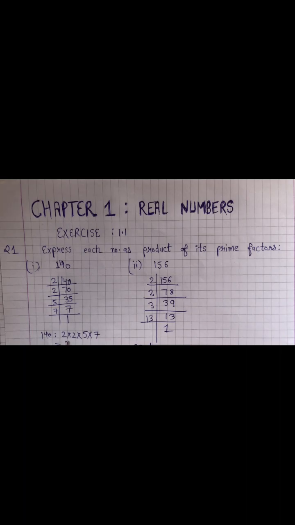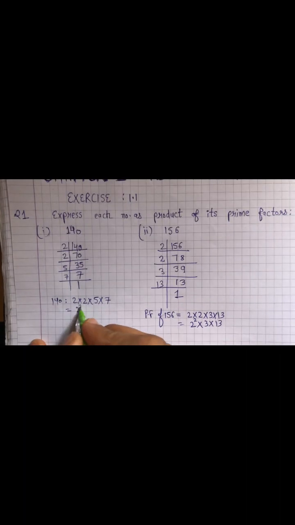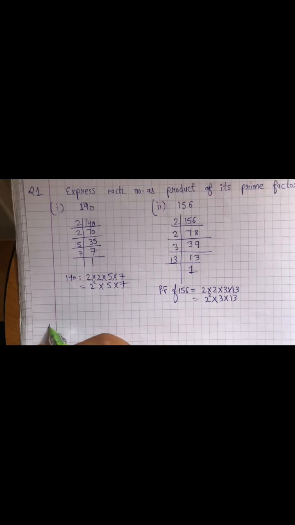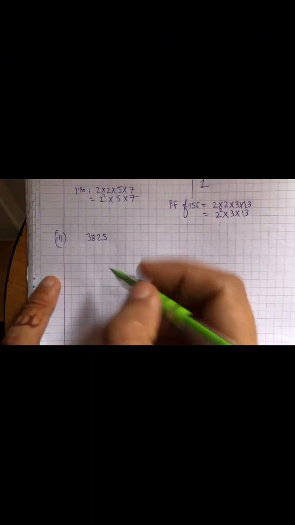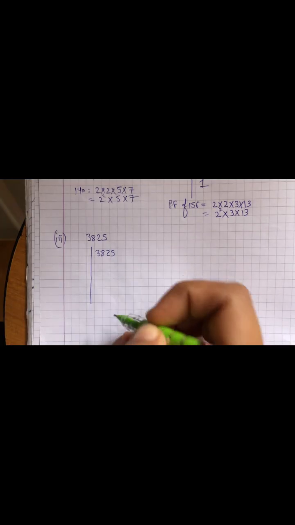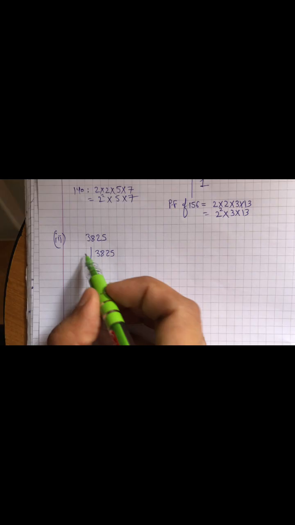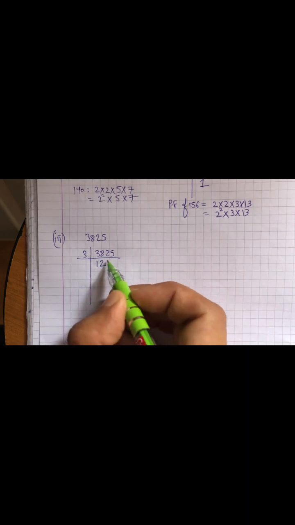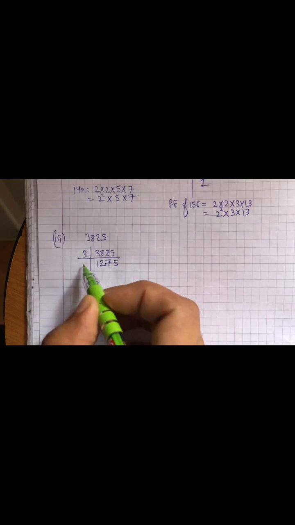Third part, 3825. Now dividing 3825 by 3, you will get 1275.